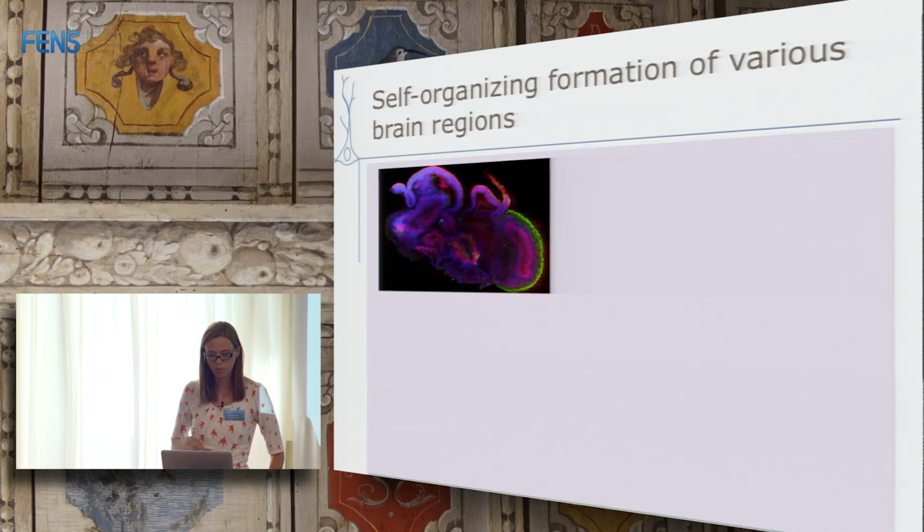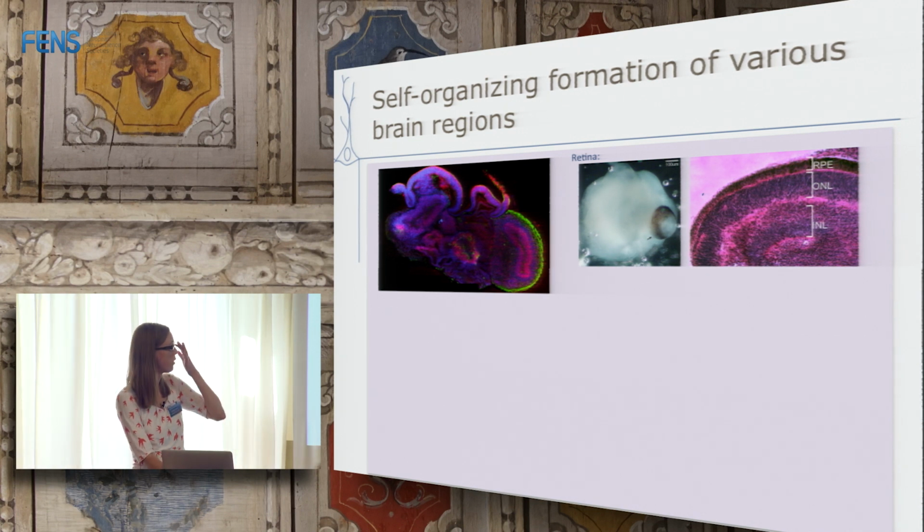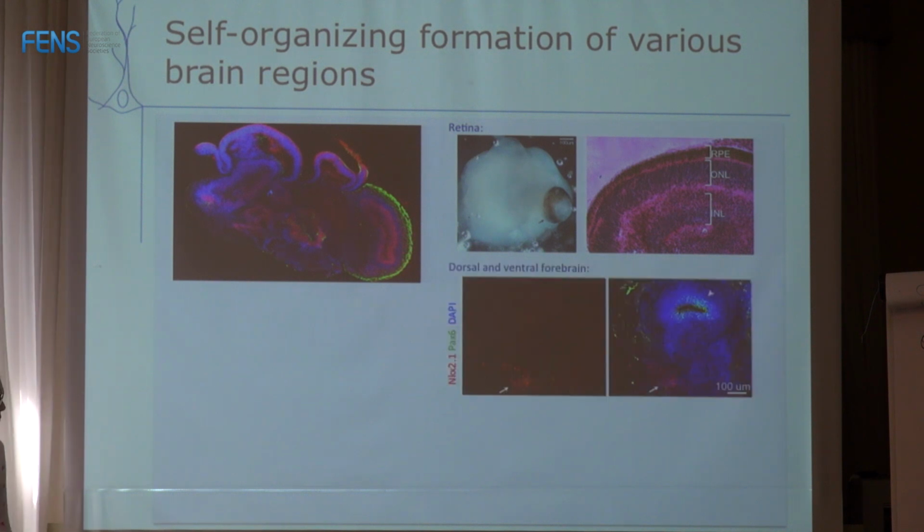So of course what we end up with are these very nice organoids with lots of different regions, retina. You can see here by this pigmented region, which is the retinal pigmented epithelium. We have various forebrain regions.